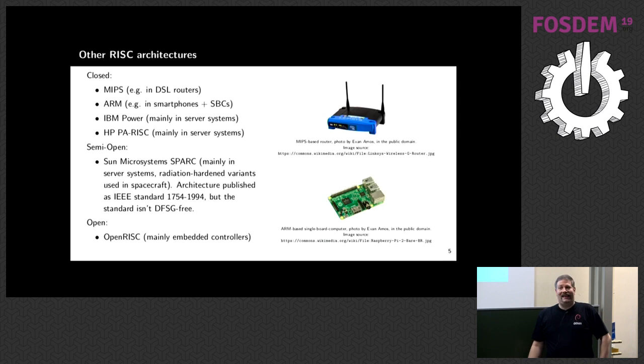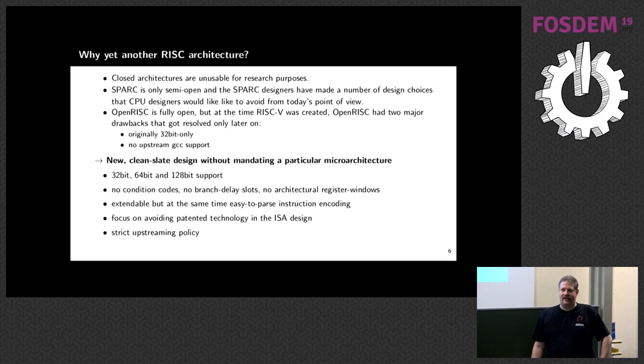So why yet another one? There are already so many to choose from. RISC-V has been designed at university. One of the targets of the architecture has been teaching. And closed architectures are not suitable for teaching because you're legally not allowed to just implement an x86 CPU without having a license from Intel and AMD. Spark has the problem that it's only halfway open, and the Spark designers have actually made some choices that, well, people wouldn't do now today. And OpenRISC is a fully open design, but OpenRISC has a historical problem.